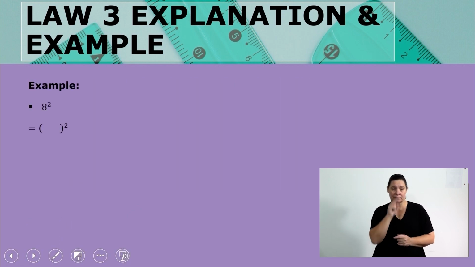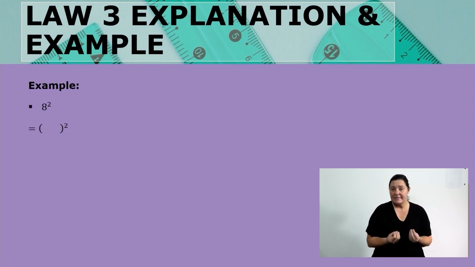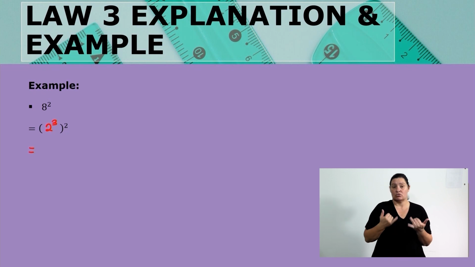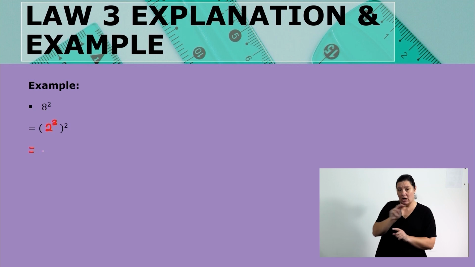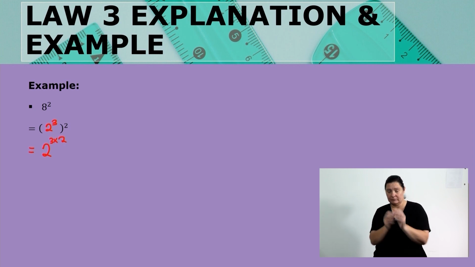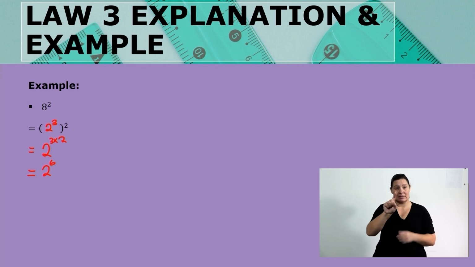So let's look at an example. We have here 8 to the exponent 2, but we know that 8 can be written as 2 to the exponent 3. Remember, we are simplifying this so that it can be easier for us to calculate these numbers. So if I have 2 to the exponent 3 and that power is raised to the exponent 2, I'm going to keep the base and I am going to say 3 multiplied by 2. So that is going to give us an answer of 2 to the exponent 6.